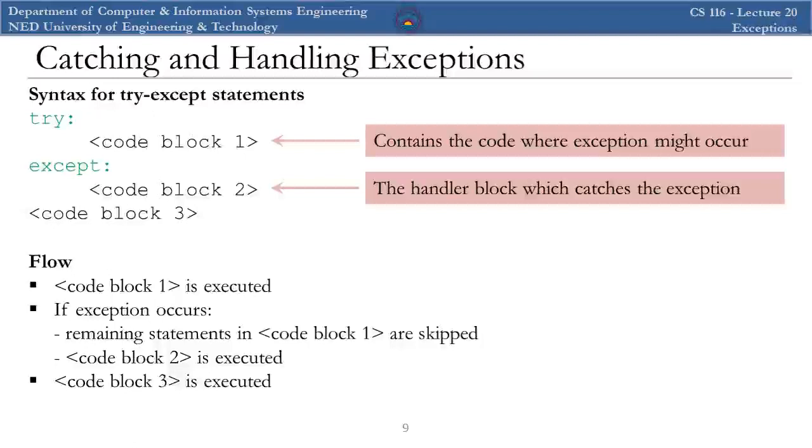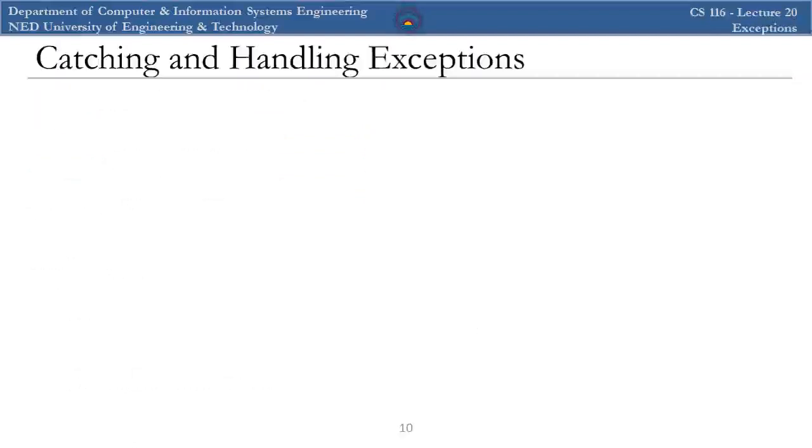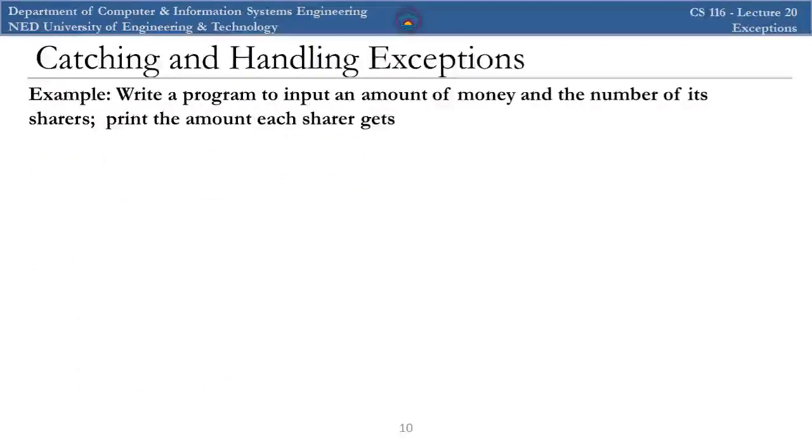So let's see an example. In this example, I'm writing a simple program in which I'll input an amount of money from the user, and then I'll input the number of sharers, and I'll simply print the amount each sharer gets. I hope you all know what I'll do. I'll simply divide the amount of money by the number of sharers, and I'll get the fair share each sharer gets, right? So first, let's not handle the error, and let the default Python handler do the job.